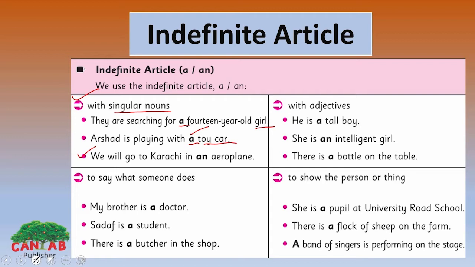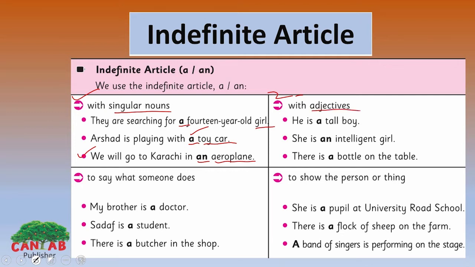We will go to Karachi in an aeroplane. We have added an here because aeroplane starts with a vowel sound. We always put an before words with a vowel sound. Look at the second usage with adjectives.